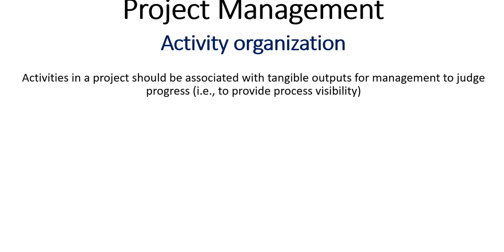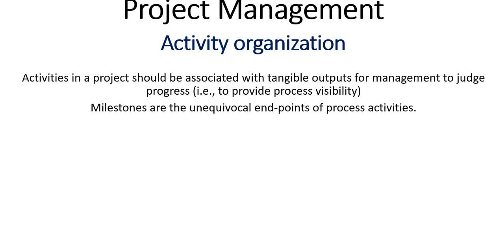Activities in a project should be associated with tangible outputs. Tangible outputs includes, since the software product is not tangible, the tangible products includes the requirements document, some reports, some presentations, and stuff. All those are the tangible outputs that the management will make use of to judge progress of your system.